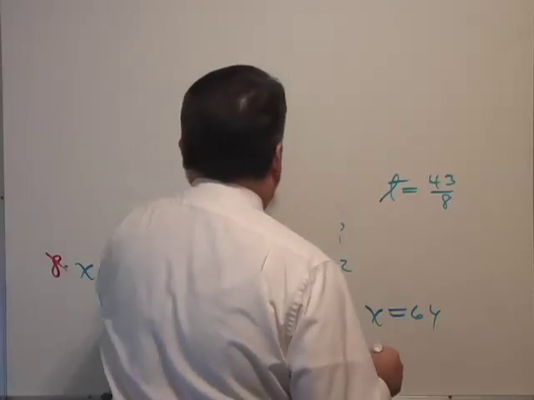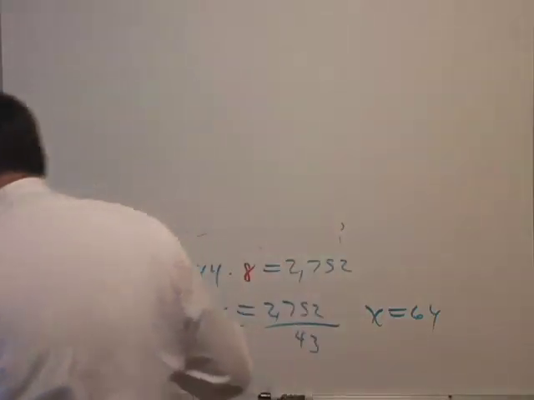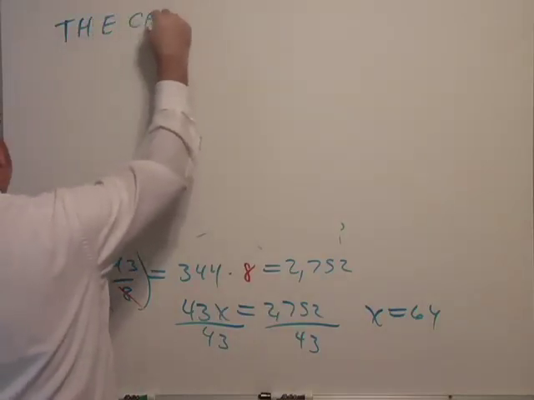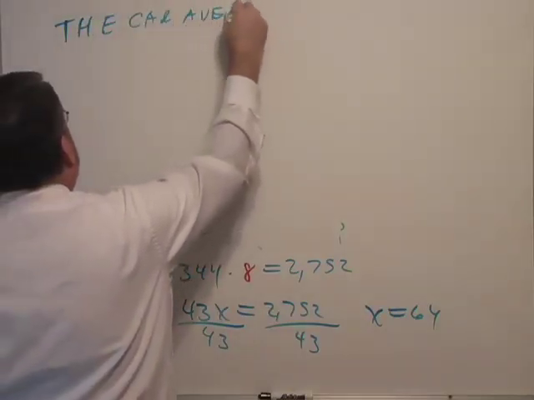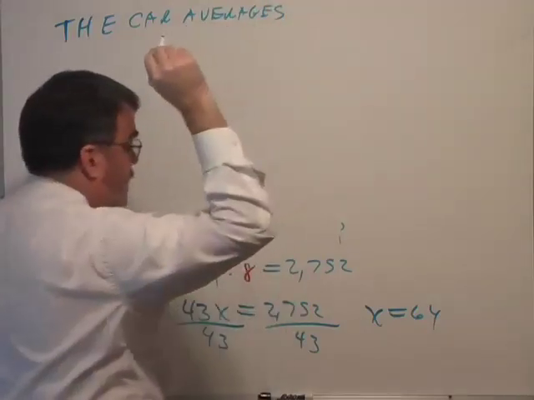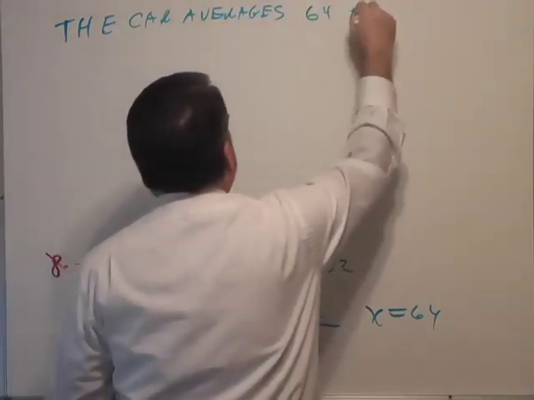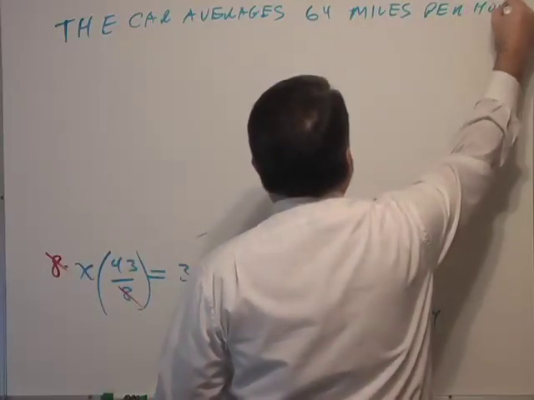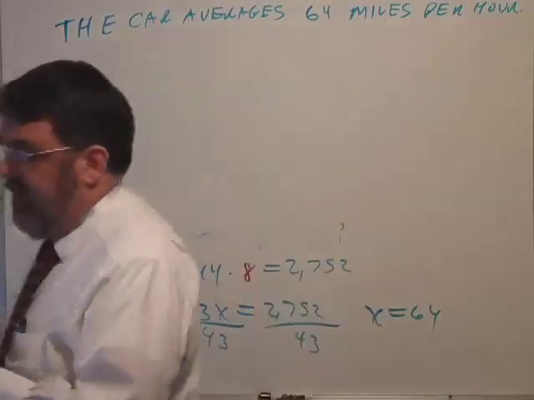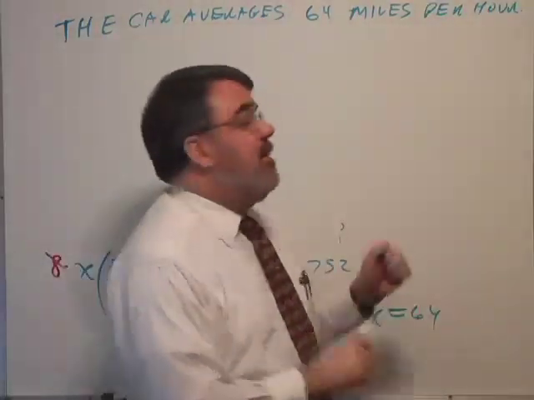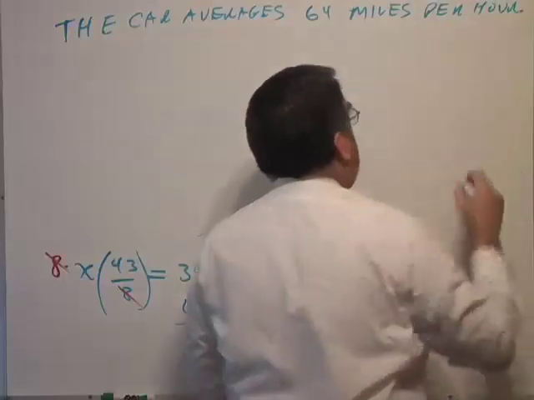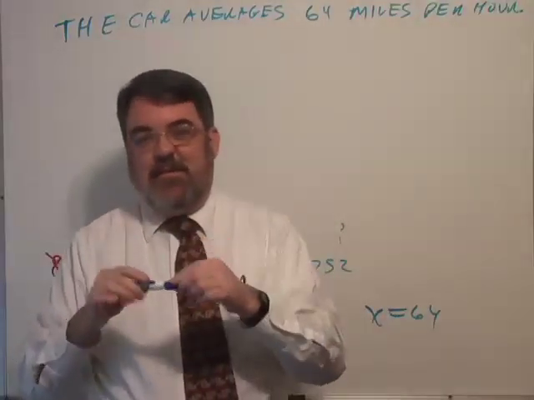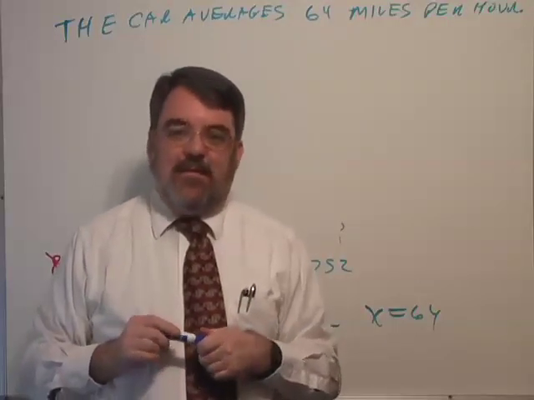And again, I want to stress how you check these things. So the car averages 64 miles per hour. All right, so there's the answer, and notice I put a period at the end of the sentence. You know I make a big deal of that because if I don't say anything, about half of my students will not put a period at the end of a sentence. It's just laziness, mental laziness.